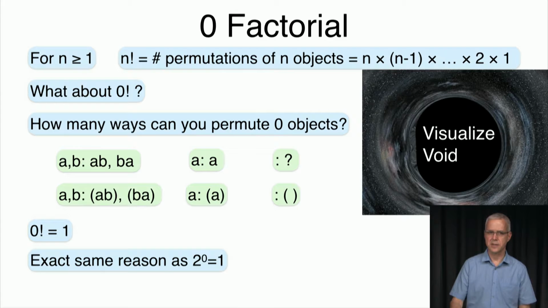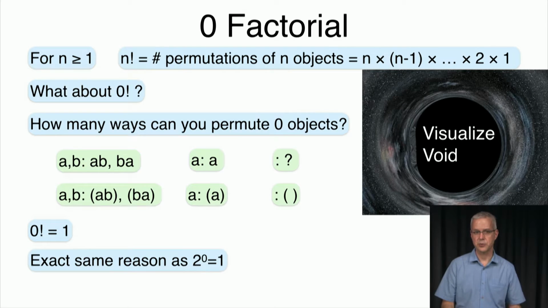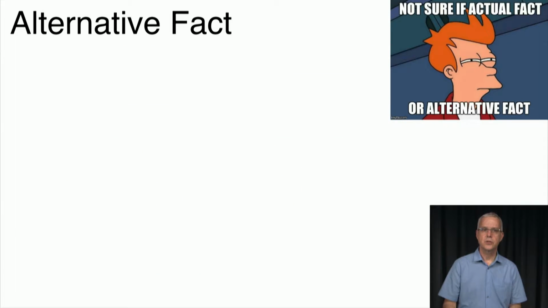Right? And this, by the way, is the exact same reason why we define 2 to the 0 to be 1. It's exactly the same. Here we're multiplying decreasing values, whereas in the other case we're multiplying the same value, but 0 times, we would still get 1. Right.